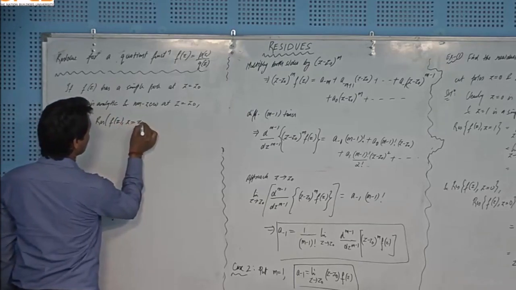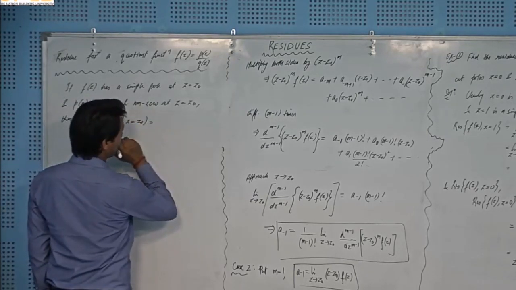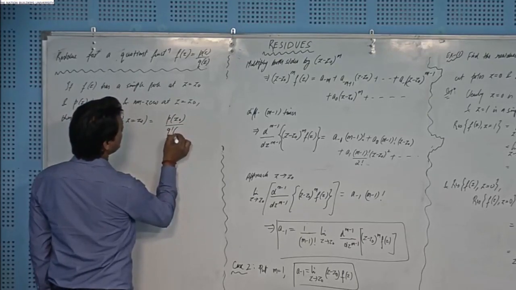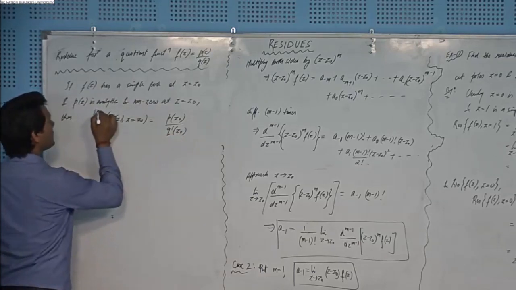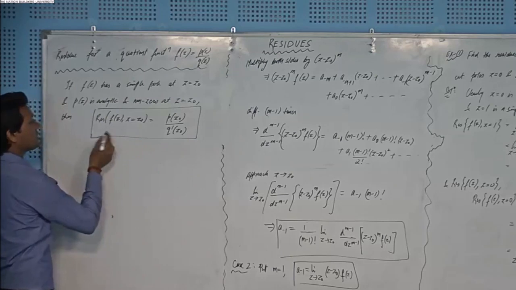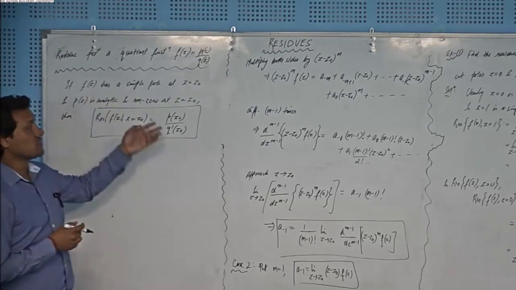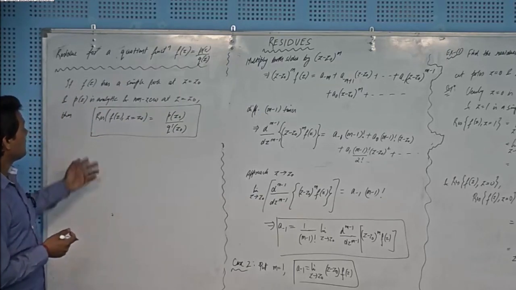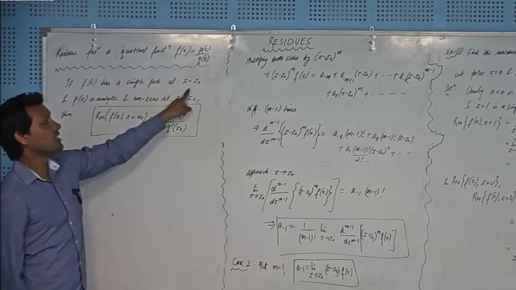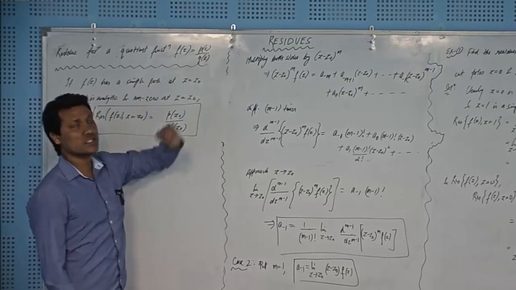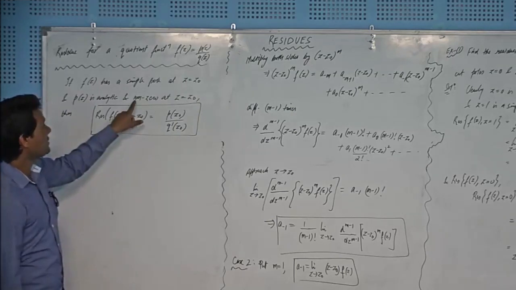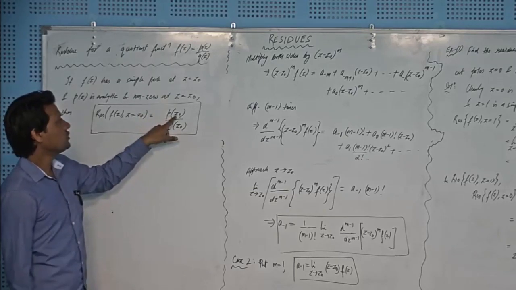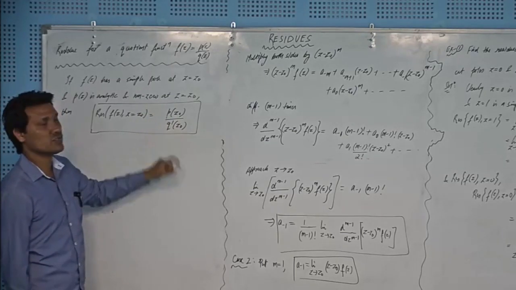at z equal to z naught can be obtained by this method: p(z naught) over q dash(z naught). This formula is very important and useful while evaluating residues when you don't have the function in polynomial form in the denominator. The simple thing is that you have a simple pole at z equal to z naught, and your numerator function is analytic and non-zero at that point, then you can use this formula. You just plug that pole in your numerator and take the differentiation of the denominator, q dash.